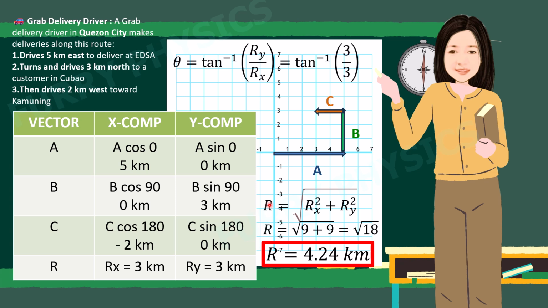Now to get the angle, we use arctan is equal to Ry over Rx, and that is arctan 3 over 3, and that will be 45 degrees. And it's the same answer that we got in the graphical method. So this is the resultant vector. Because x and y are both positive, as you can see here, the resultant vector is drawn in the first quadrant. And this is the angle. The angle is 45 degrees.